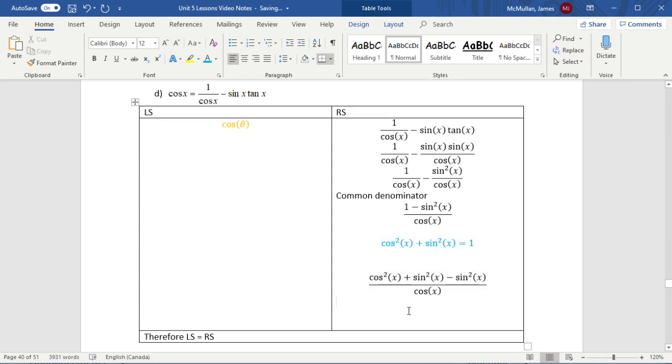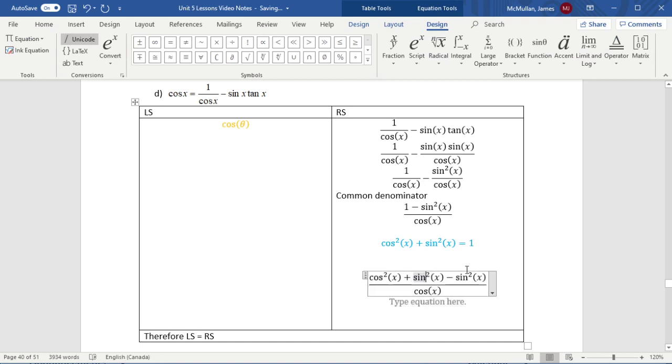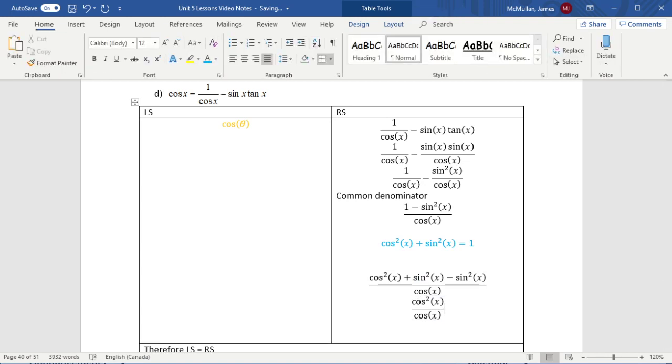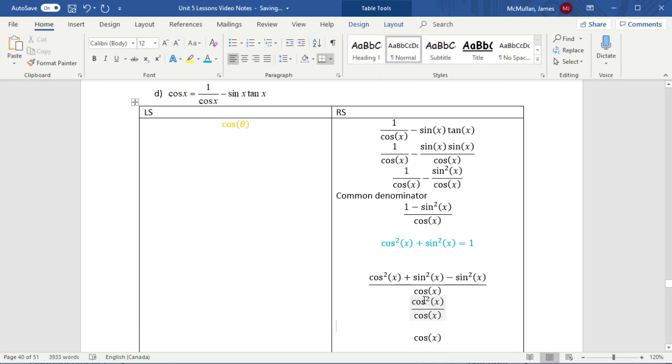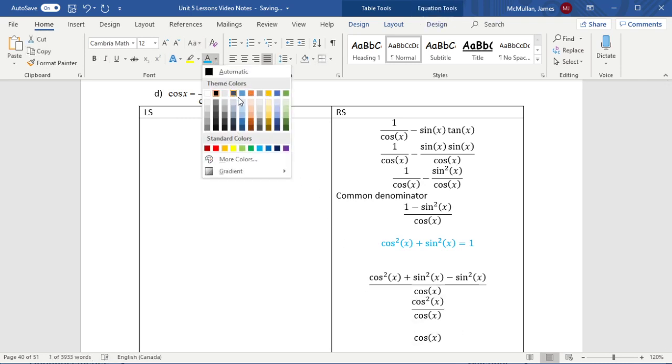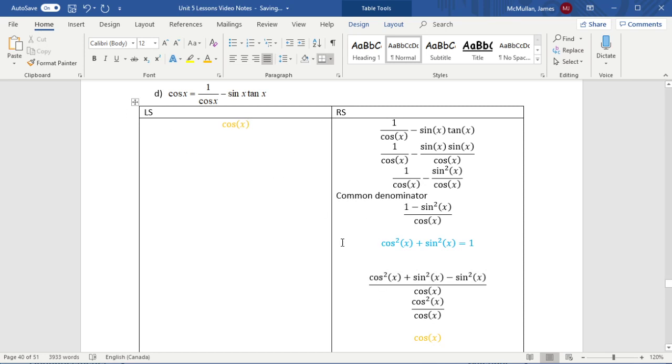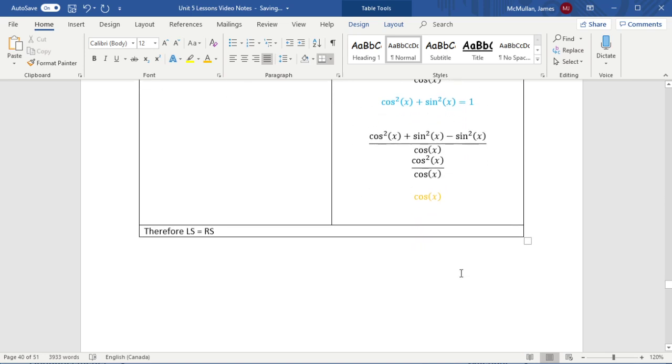Now I see that I'm adding sine squared and then immediately taking it away. So I get cos squared x over cos x. And when you have something squared over itself, you just divide, you know from exponent rules: two coses on the top and one cos on the bottom, so you just have one cos left. And that is the same as what it was on the other side. Therefore we've proven that that identity is also true. You can see how these are starting to get harder though. There's a bunch of different things you have to know to be able to do this one.